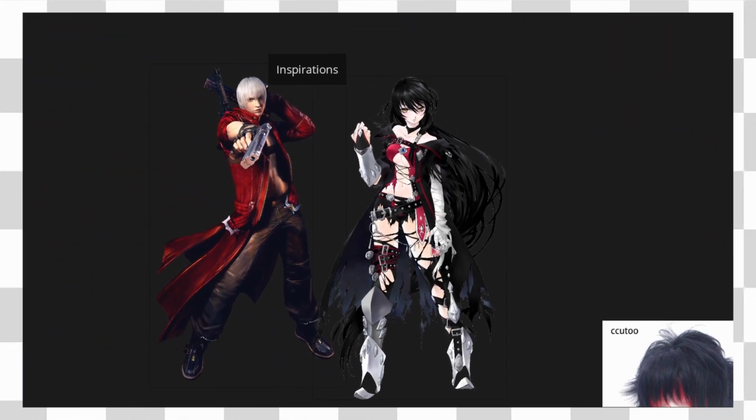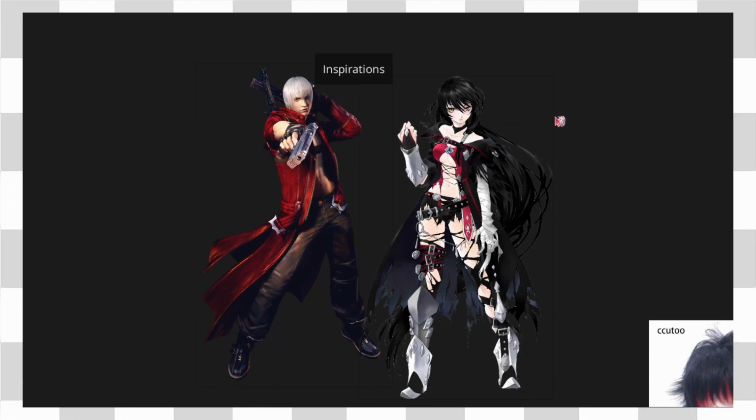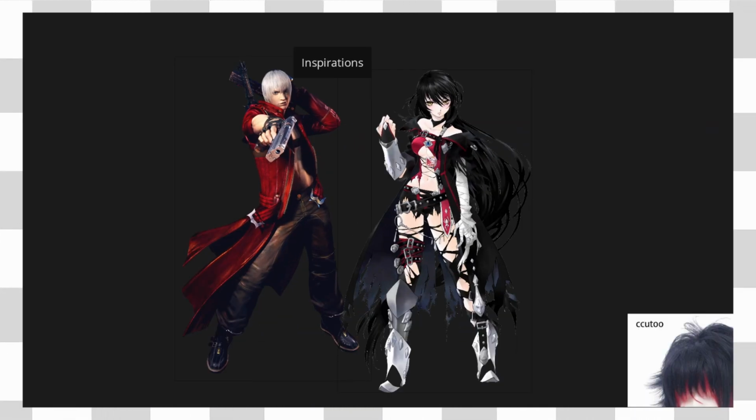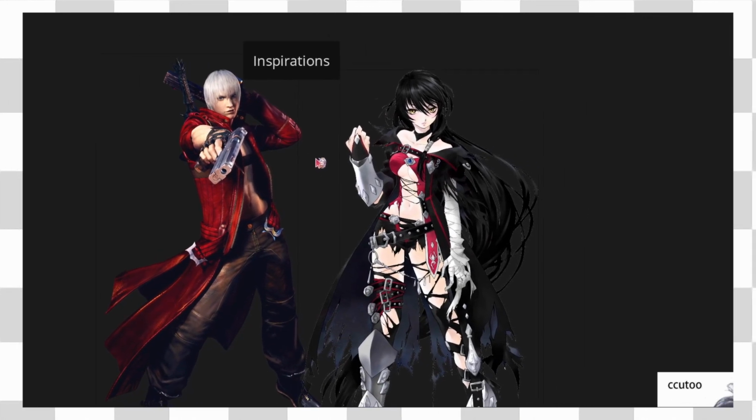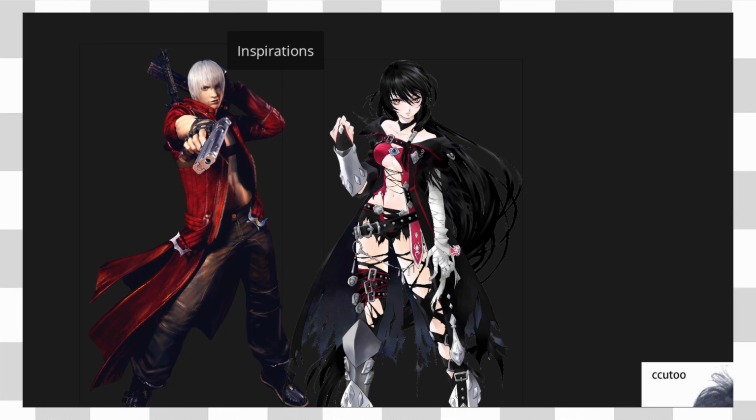The other thing I wanted to point out was the inspirations. Of course, Robin uses a lot of green, so I can pick these two and know I'm probably not going to overlap too much. We've got Dante from Devil May Cry and Velvet from Tales of Berseria, and they both have a vibe I want. This is the route we're going to go.